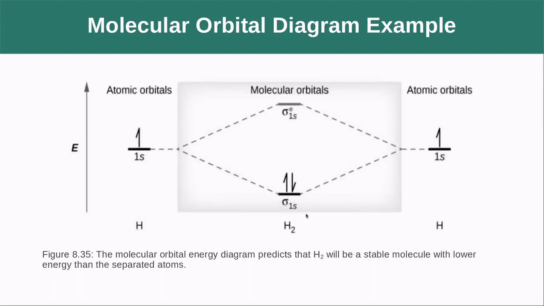If we look at the example of H2, we can see that we have 2 electrons in our lower energy bonding sigma 1s orbital. That's going to predict that H2 will be a stable molecule with a bond order of 1.